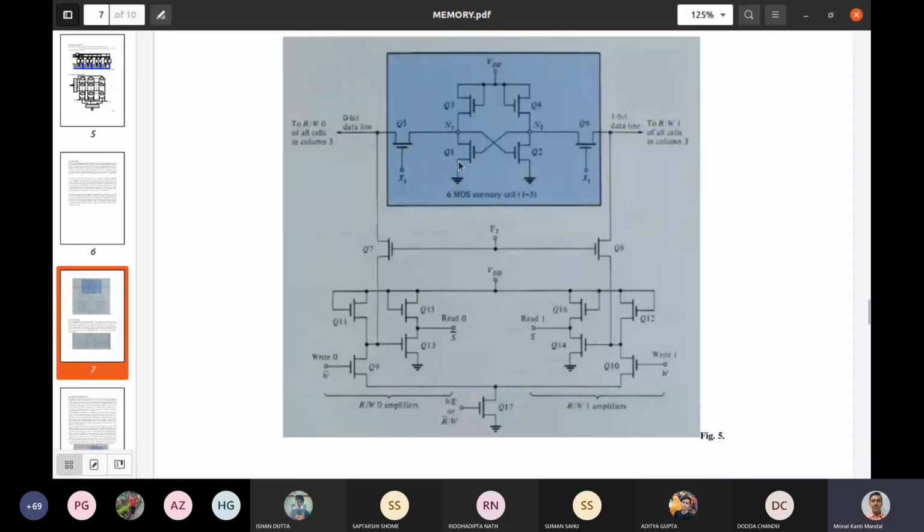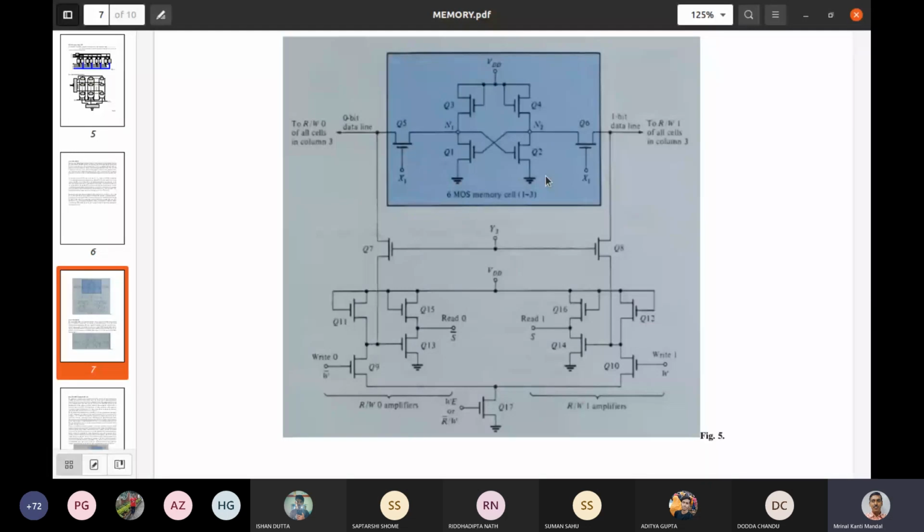Now we need to select a particular unit for reading or writing. That can be addressed by the row line and column line. To select this, we must select the row line X1 and the column line Y3, that is X13. This particular unit will be selected. Now we assume that a 1 is written in this cell.